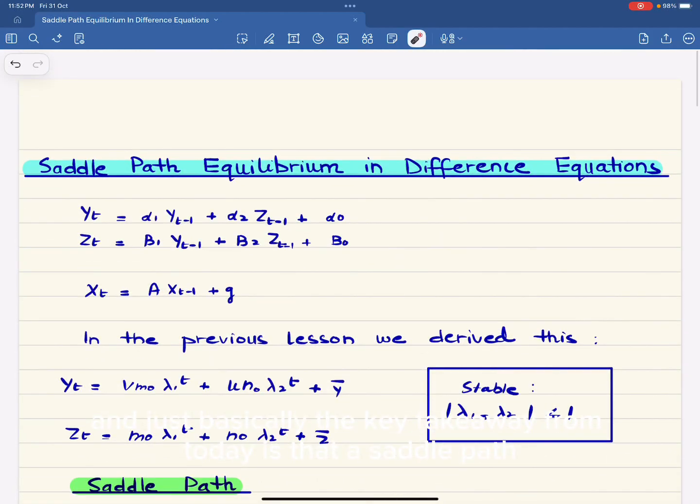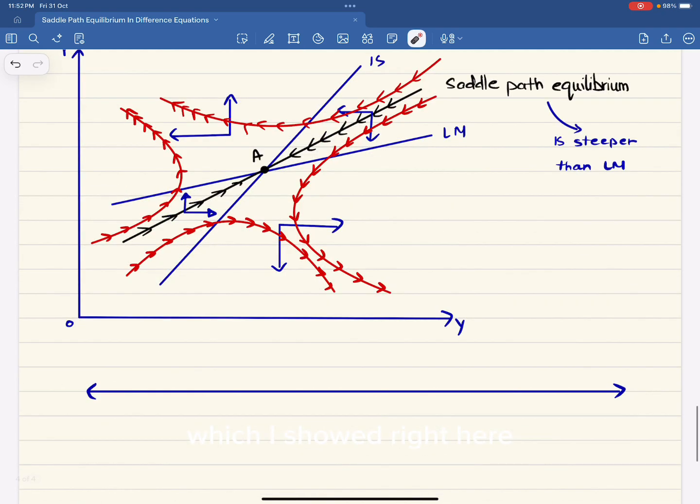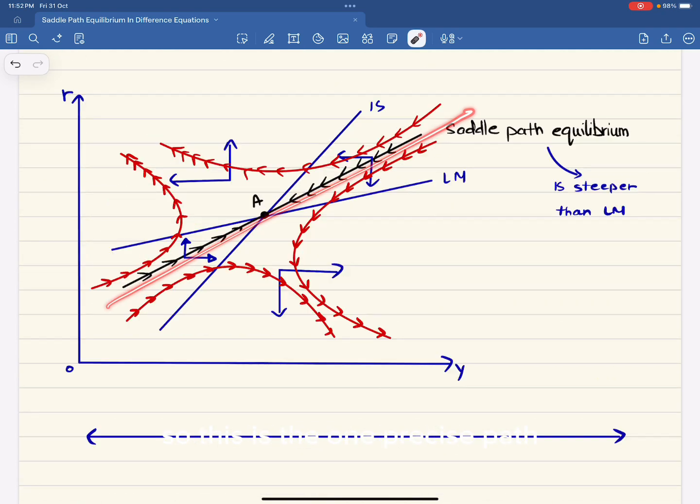The key takeaway from today is that a saddle path equilibrium is stable only along one precise path, which I showed right here. So this is the one precise path. Any deviations away from this path send the system diverging, which is the divergence that I'm talking about. So this is why dynamic adjustments in these models require expectations or behaviors to be aligned exactly with the stable trajectory.